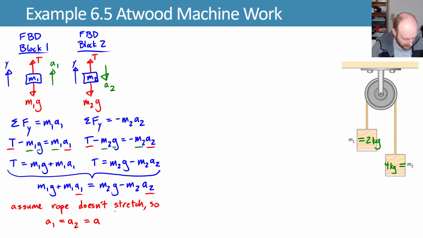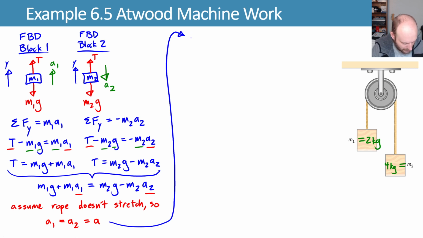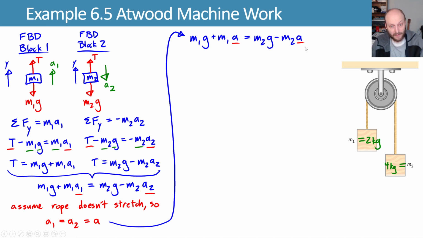So with that, let's go ahead and plug that in to what we were just doing. And we can say that M1G plus M1A is now equal to M2G minus M2A. So now we have one equation, one unknown, where that unknown is A. We'll go ahead and try and solve for this by moving all of the unknowns to one side. So I'm going to move all of the things with A on it to one side and move everything else to the other side. Here, that means I can subtract M1G from both sides.